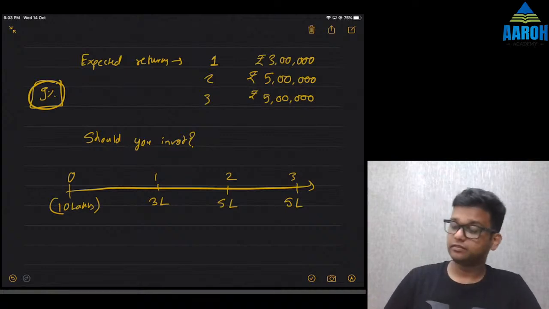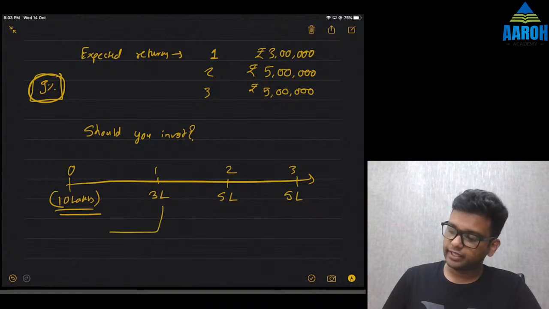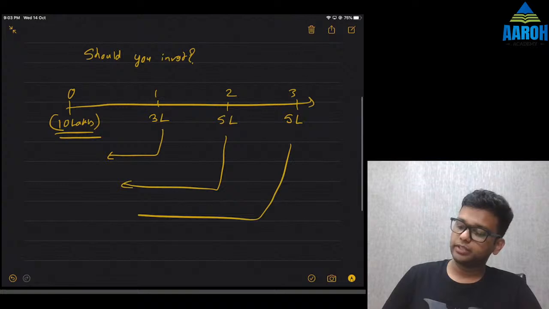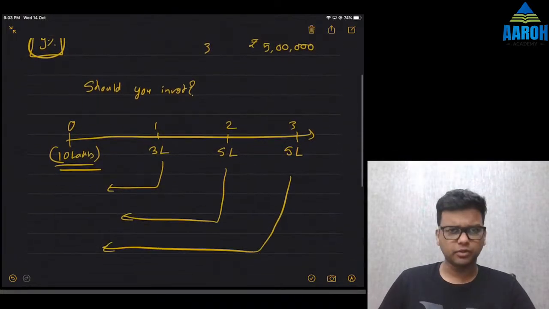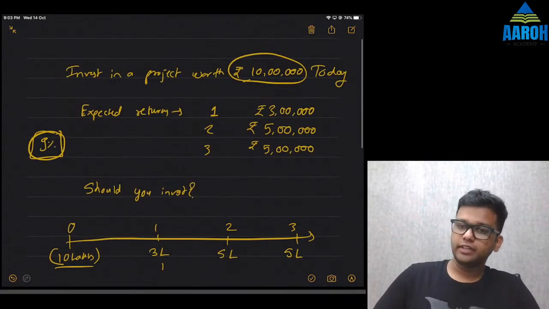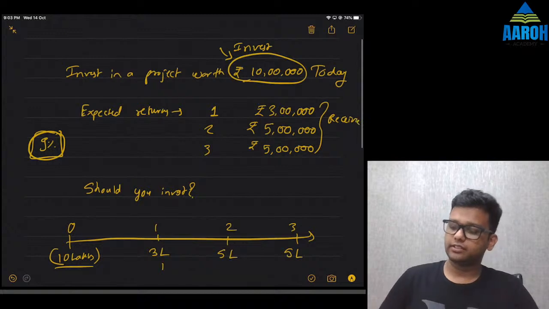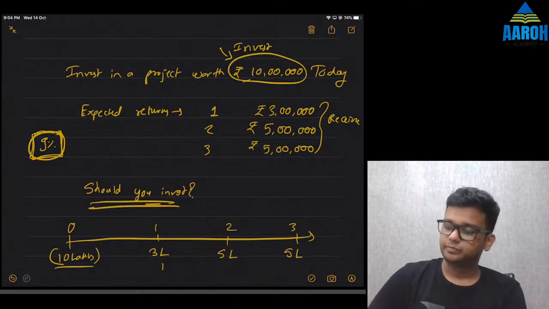Should I explain? This 10 lakhs is today, so we have to bring the 3 lakhs to present, the 5 lakhs to present, and this 5 lakhs also to present. If anyone has not understood the question, let me repeat it. You have to invest this today, and you are going to receive this over 3 years. You are expecting 9% return. Should you invest? That is what you have to find out.